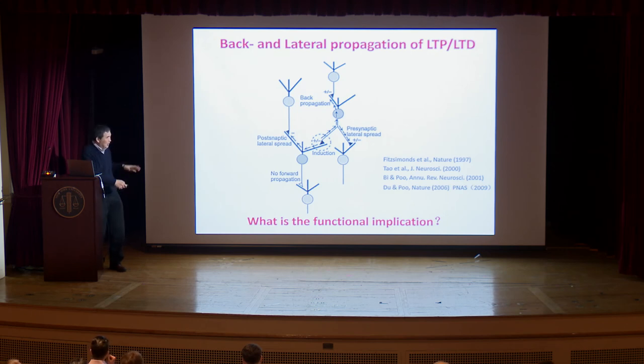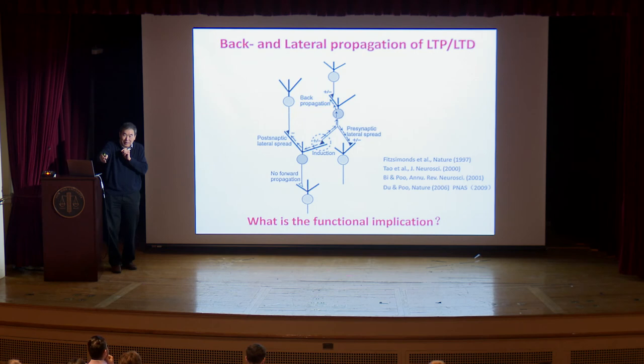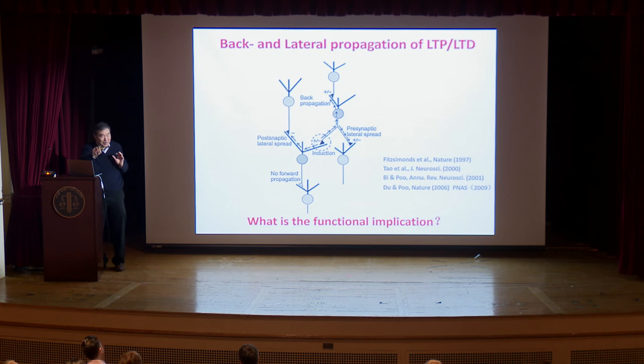Now, what does this mean to the natural circuit? If the output is correct, then the circuit might want to say that the input that created the output should also be correct. We need to strengthen it. So if LTP is created at the output, we might as well turn up the input. If the opposite is true, you have LTD at the output. If LTD represents a bad signal, a bad output, then the input should also be tuned down. So that would be a natural way of modifying the synapse.